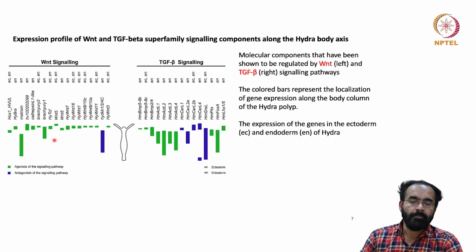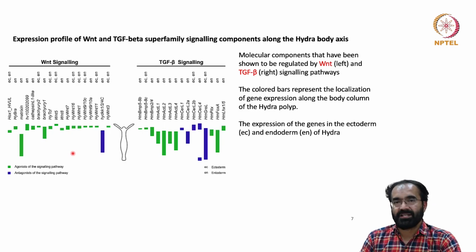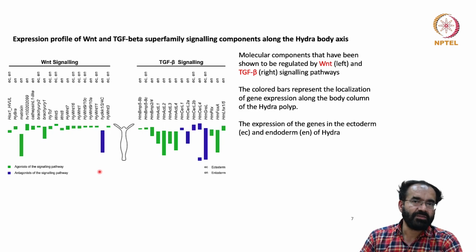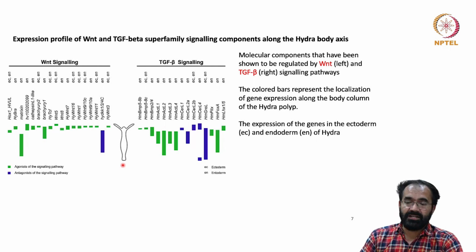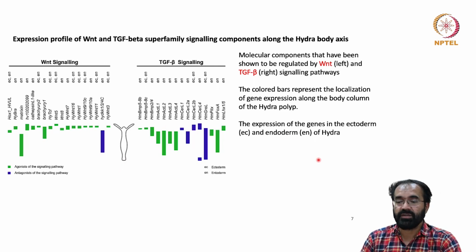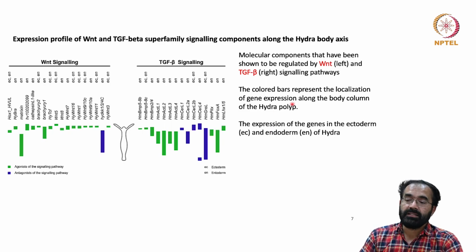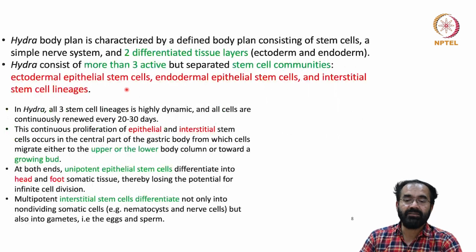Location is not important. This data is mainly present to make you understand that there are so many pathways; here only 2 pathways have been looked into, Wnt and TGF-beta signaling and their agonist and antagonist. It is a complex event, gene expression, or the orchestration of events that do happen. So the colored bars represent the localization of gene expression that you should understand here, and whether the genes are expressed in ectoderm or endoderm is also specifically mentioned, both for TGF-beta signaling and Wnt signaling.